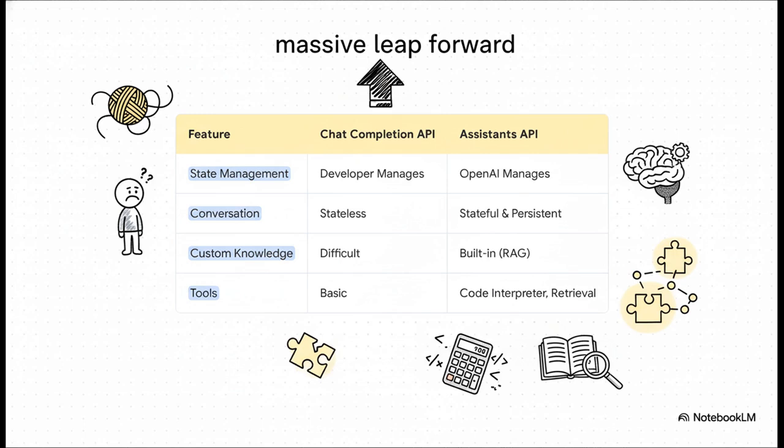But the Assistants API, it handles the state for you. It gives you persistent, stateful conversations right out of the box. And on top of all that, it comes with these amazing built-in tools like Code Interpreter and that incredible RAG capability we just walked through.